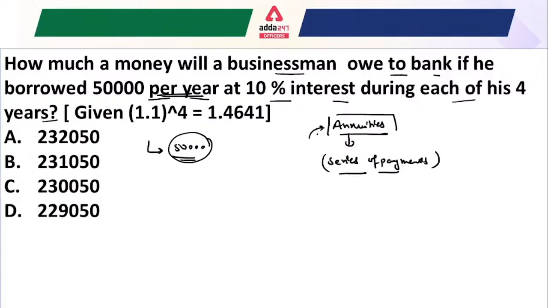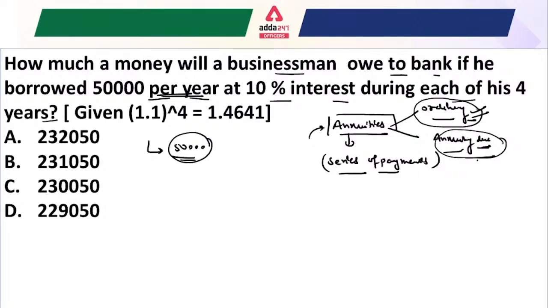So from this we can understand this is a question of annuity, and we can solve it using annuities. One more thing we have to understand: annuities are of two types. The first is known as the ordinary annuity, and the other is known as the annuity due. Now, what is the difference between the ordinary annuity and the annuity due? The basic difference is that the ordinary annuity is considered when the payment is at the end of the period, and the annuity due is considered when we are talking about the beginning of the period.